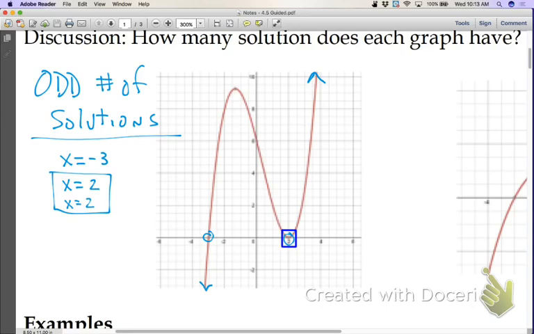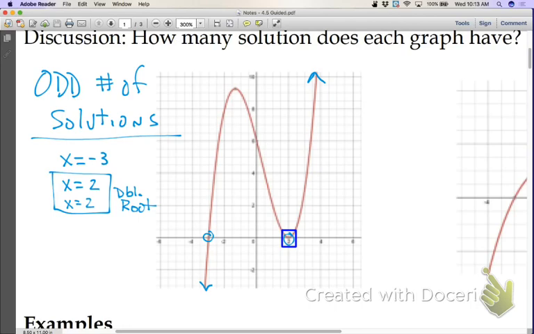So then, as far as my second question, what type of solutions are they? This is what we would call a double root. Double meaning 2. Root is just another word for a solution, a zero, whatever. X-intercept. All of those things mean the same thing. It's just a matter of the context in which you're talking about it.